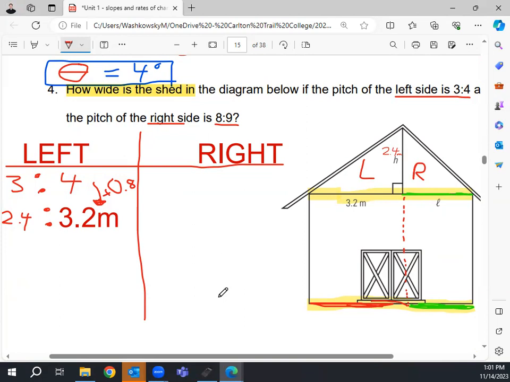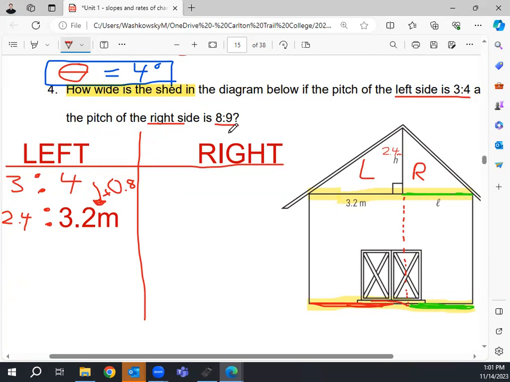Now, if we're looking at this right side, do I know the pitch or slope of this? Well, sure. It's 8 to 9. So I know the pitch of this right side, and now do I have one of these two sides established? Yes. So I can solve it the exact same way.